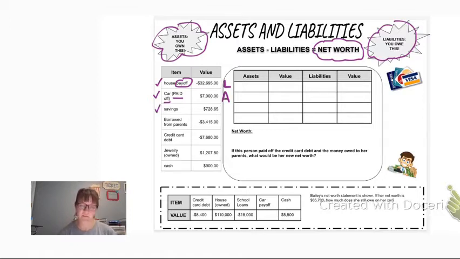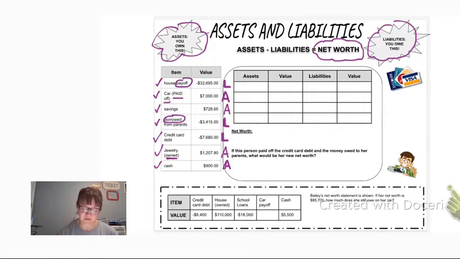Your savings account, so money you have in a bank in a savings account, that's an asset. Borrowed money from parents, it's borrowed, you owe them back, so this is a liability. Credit card debt, if it's money that you've spent on a credit card, that's always a liability because it's money that you owe. Jewelry that you own, if it has cash value, that's an asset. And then cash is always an asset, money that you have on hand. That's already in cash form, that's an asset.